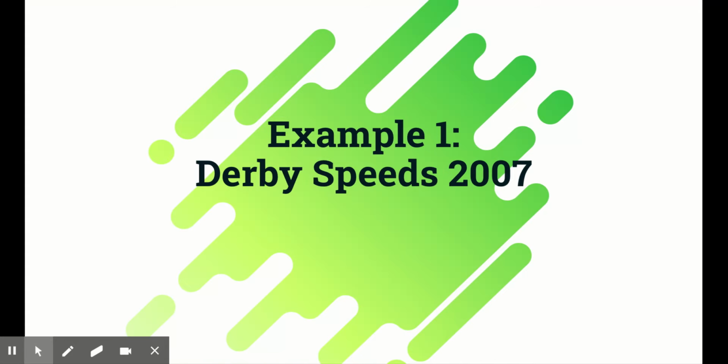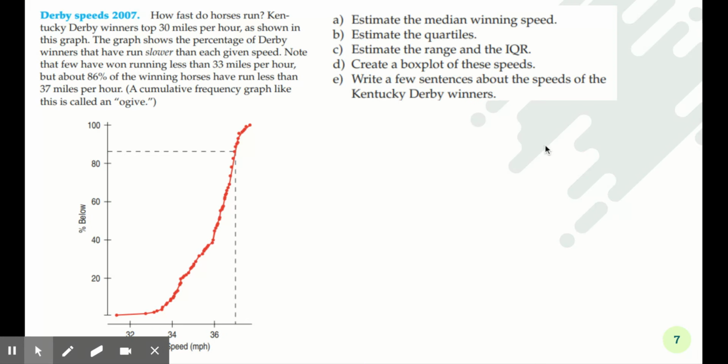Example 1, Derby speeds. Derby speeds in 2007. How fast do horses run? Kentucky Derby winners top 30 miles per hour, as shown in this graph. The graph shows the percentage of Derby winners that have run slower than each given speed. Note that few have run in less than 33 miles per hour, but about 86% of the winning horses have run less than 37 miles per hour.